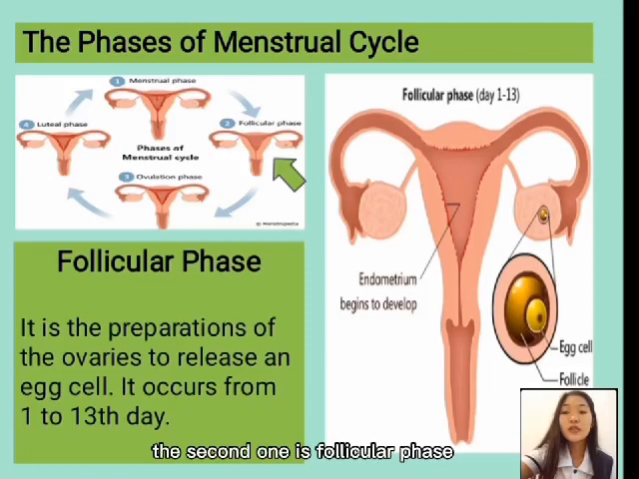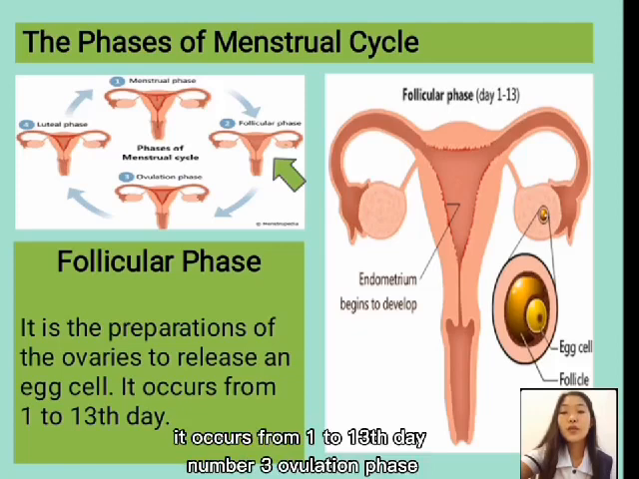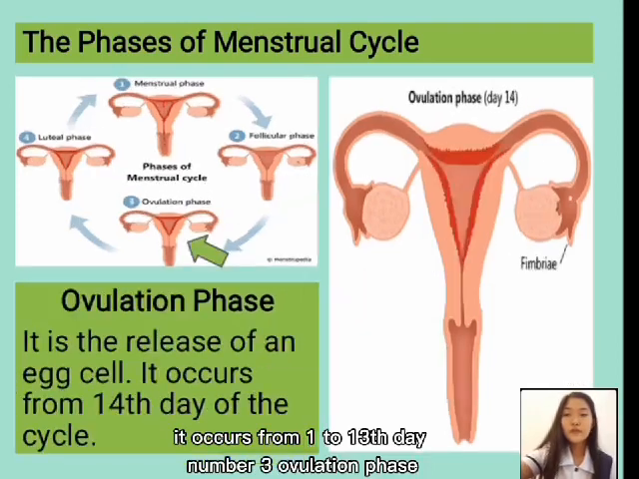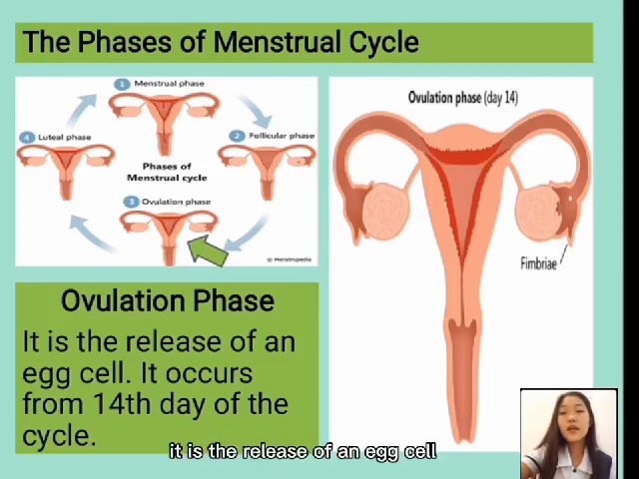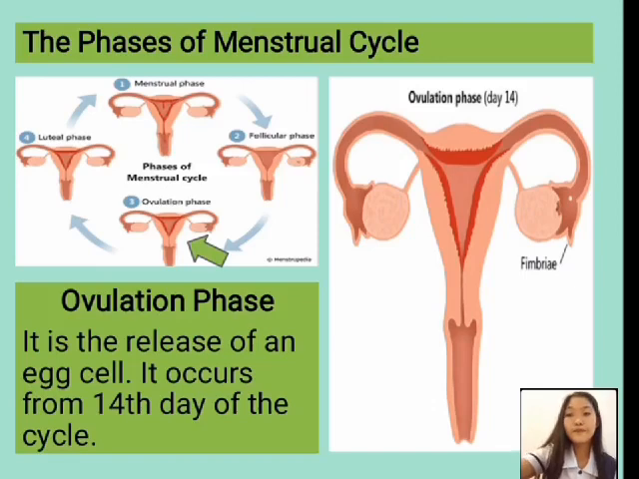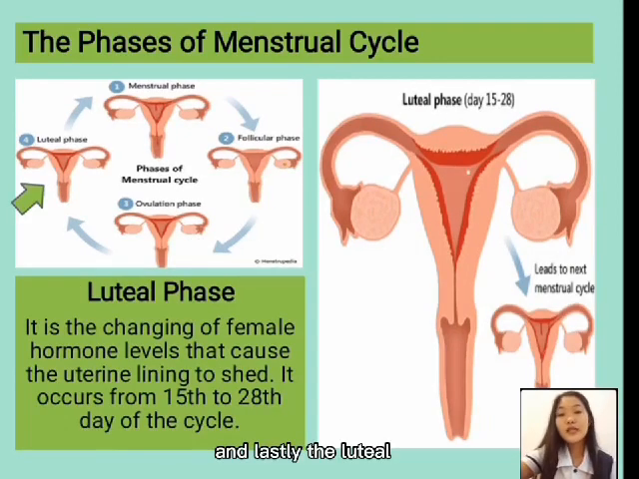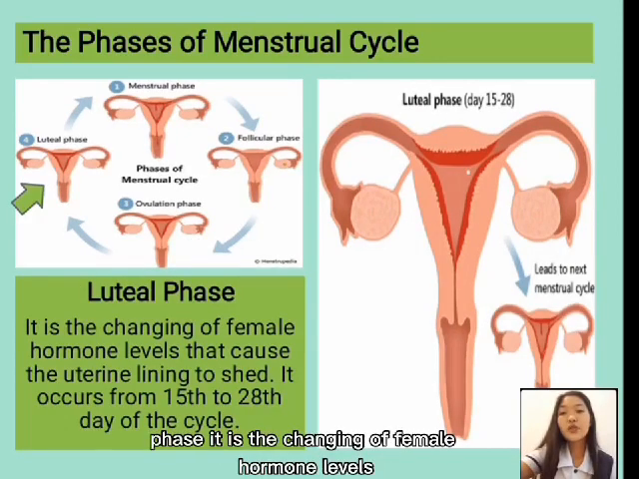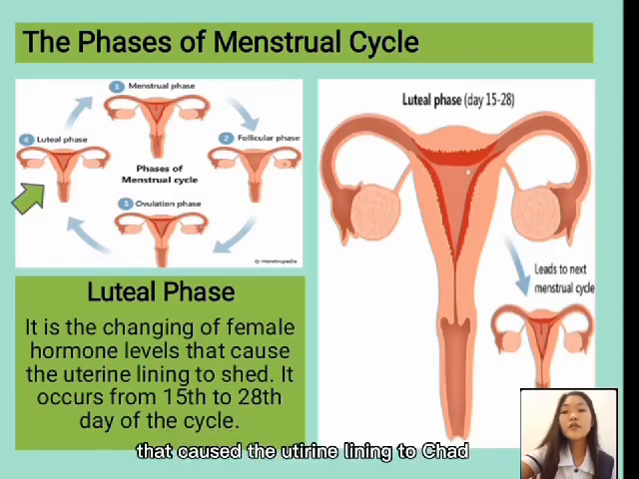The second one is the follicular phase. It is the preparation of the ovaries to release an egg cell. It occurs from the 1st to 13th day. Number 3, ovulation phase. It is the release of an egg cell. It occurs on the 14th day of the cycle. And lastly, the luteal phase. It is the changing of female hormone levels that cause the uterine lining to shed. It occurs from the 15th to 28th day of the cycle.